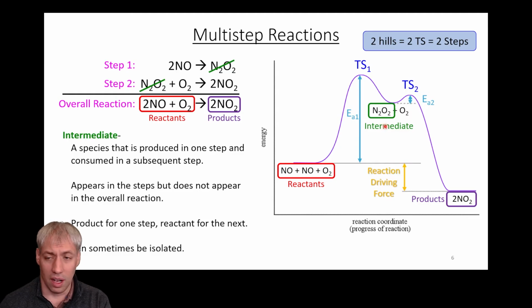Something to note about this, sometimes these intermediates can be isolated. Unlike transition states, which are really nebulous and not stable, intermediates can have very specific identities. Sometimes you can jar them up and sell them. But when you do the overall reaction process, it's not a reactant, it's not a product, it is an intermediate during that process. So you go from reactants, transition state, intermediates, transition state, products.